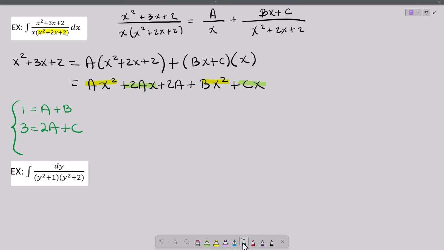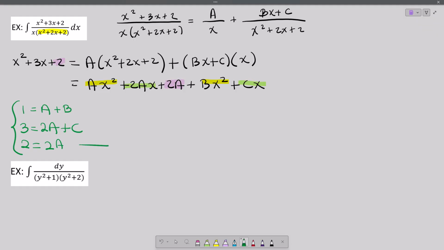So the constant on the left is 2. Constant on the right, just this, right? That's the only one that doesn't have an x, so that's the constant. So 2a on the right-hand side, and 2 on the left. So there is our system of 3 equations with 3 unknowns.